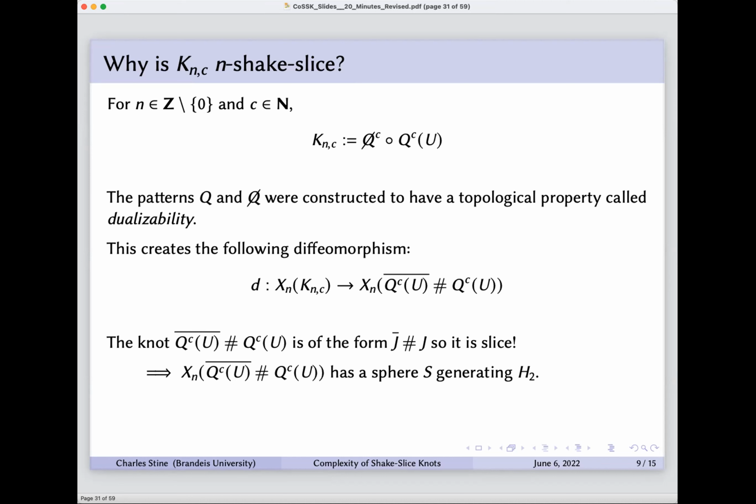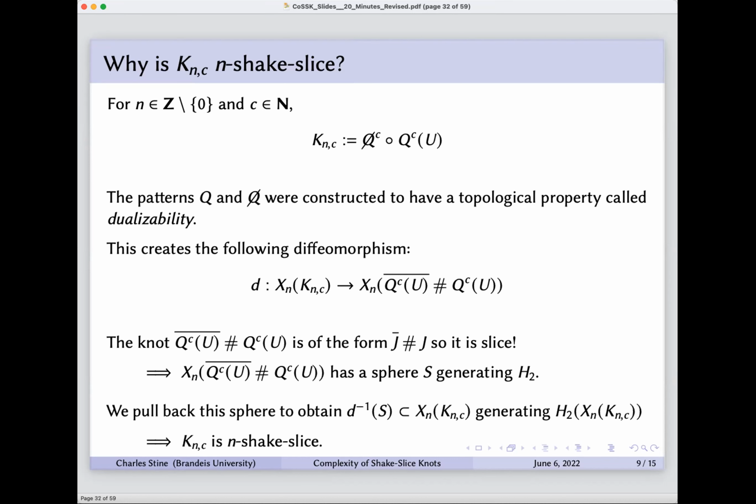So it has this sphere, which I described a few slides ago, generating its second homology. And we can pull back that sphere using the diffeomorphism D to obtain a possibly more tangled-looking sphere, but which nevertheless generates the second homology of the N trace of the knot K_{N,C}. This proves that K_{N,C} is an N-shaped slice knot.